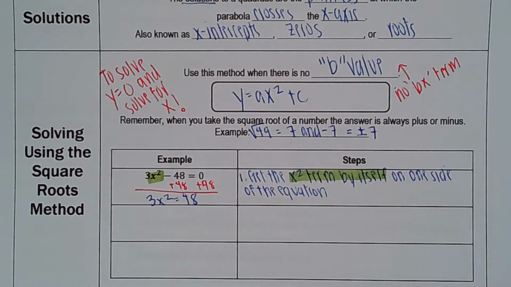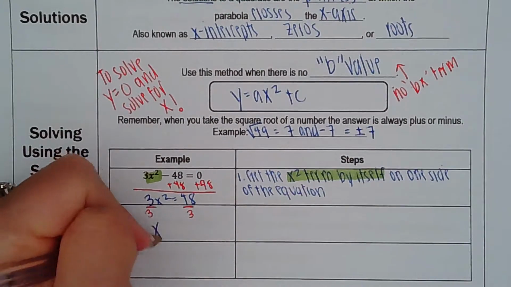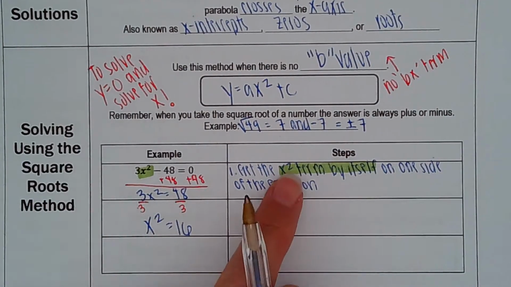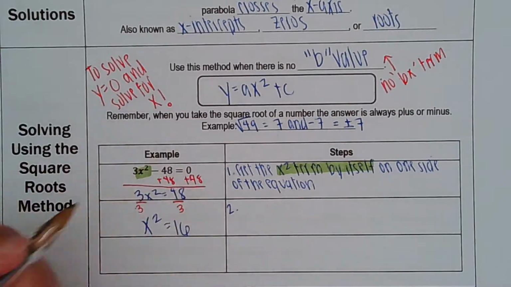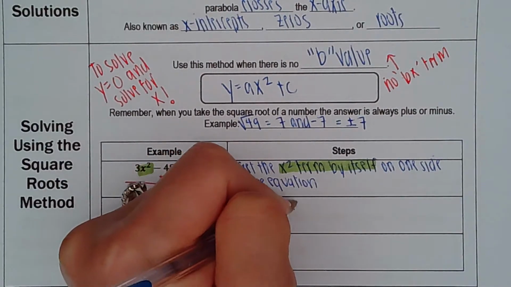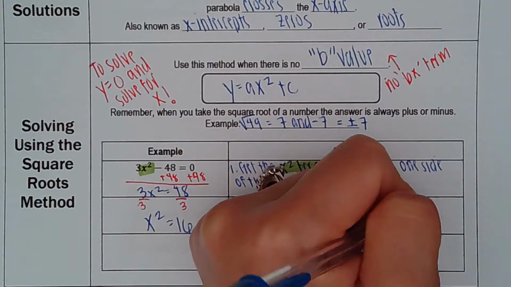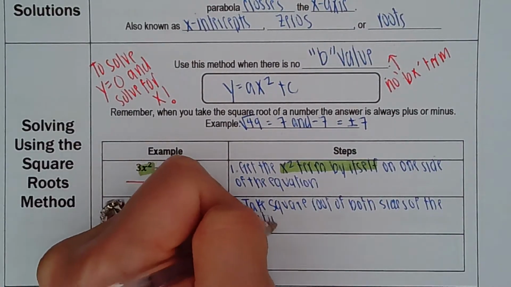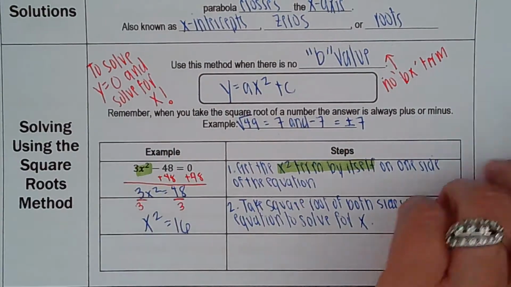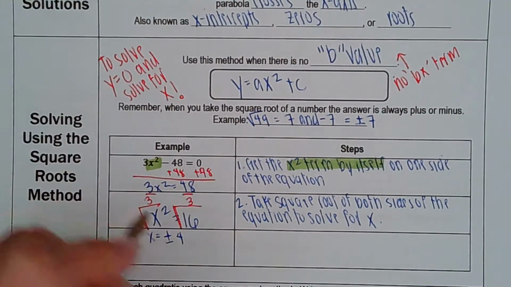And then of course, divide by 3. And I'll end with x squared equals 16, which brings me to my next step. So I've gotten x squared by itself, right? That was my first thing. So now I'm going to take the square root of both sides of the equation to solve for x. So I take the square root and I take the square root, and I get x equals plus or minus 4.